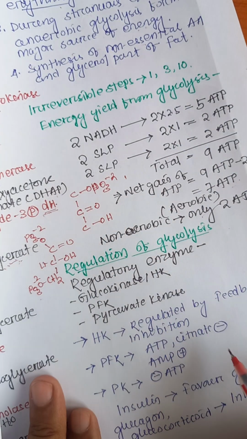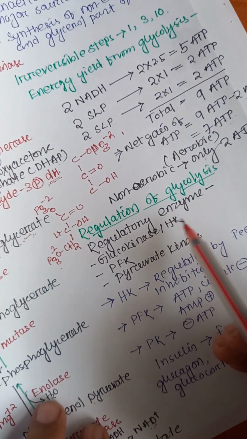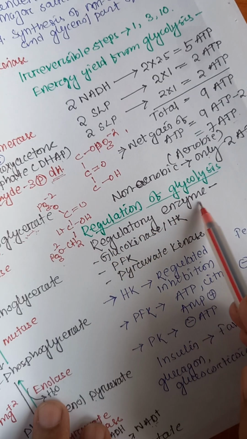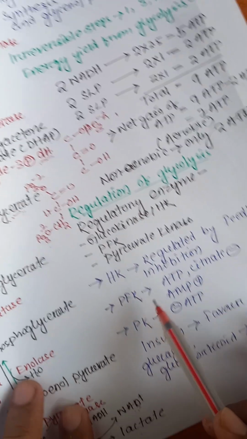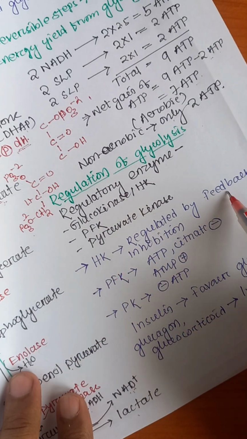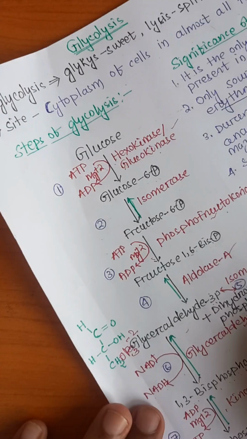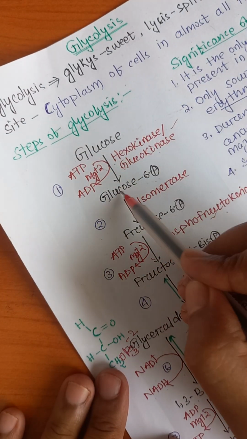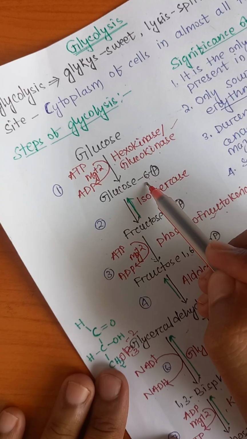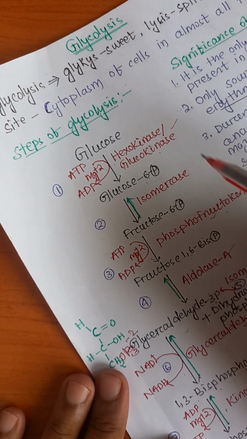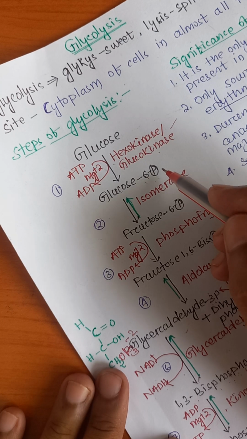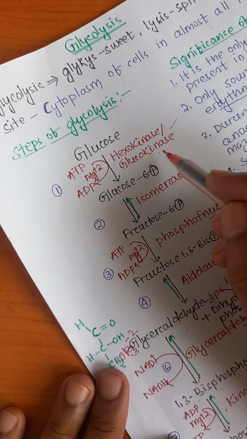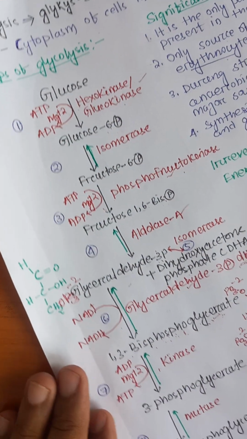Okay, so regarding the regulation of glycolysis, the regulatory enzymes at irreversible steps are glucokinase, hexokinase, phosphofructokinase and pyruvate kinase. The hexokinase is regulated by feedback inhibition. Glucose is converted to glucose 6 phosphate. If the level of glucose 6 phosphate is high, there is negative feedback to the hexokinase or glucokinase, so there will be less production of glucose 6 phosphate. If there is a decrease in glucose 6 phosphate, that will give a positive feedback to hexokinase and increase production of glucose 6 phosphate, leading to increased glycolysis.